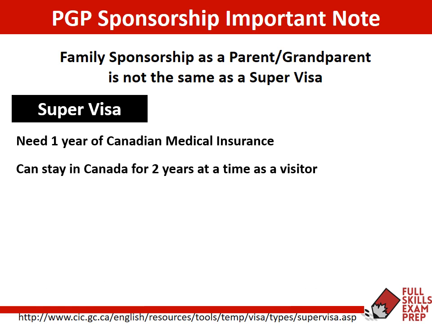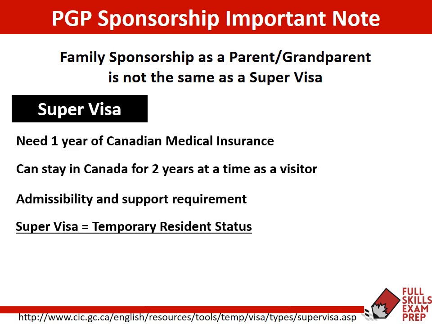The super visa is essentially a tourist visa. It's just that they can stay for a long time. So they can stay in Canada for 2 years at a time as a visitor instead of the usual 6 months. Okay, there's of course the admissibility and support requirement for a super visa. This is very, very similar to parents and grandparents who can obtain PR. The big difference, though, is of course the super visa gives a person temporary resident status. Meanwhile, a person who immigrates as a parent and grandparent obtains permanent resident status.